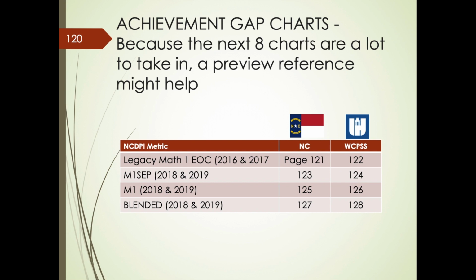Okay, so now we're going to start looking at achievement gap charts. And again, like I did before, because these next 8 charts are a little bit busy, a lot to take in, I'm going to give you a little preview reference here. So the next 8 charts will roll out as follows. I'm going to show the Legacy Math 1 EOC for 2016 and 17. That'll be on page 121 for North Carolina, and then we'll follow that with Wake County. Then we'll show M1 CEF, which is a 2018 and 19 number. That'll be on the next 2 pages for North Carolina, Wake County. Then M1, which is also 18 and 19, and then the blended, which is also 18 and 19.